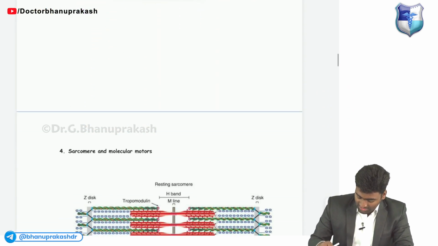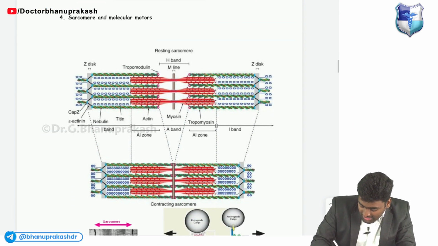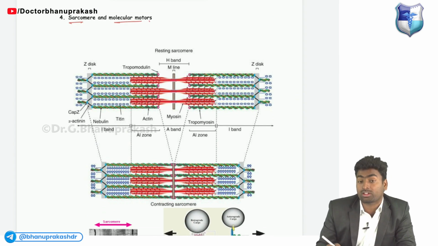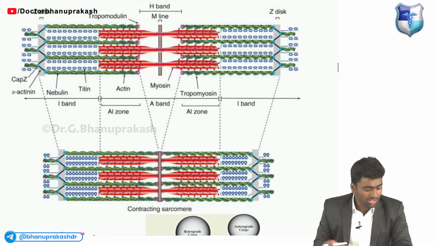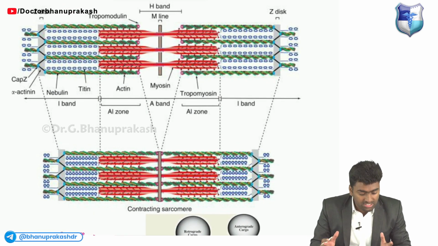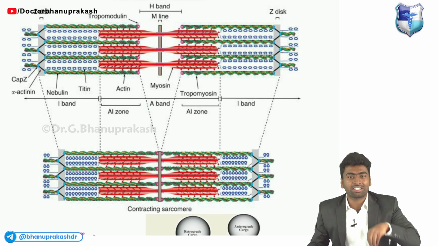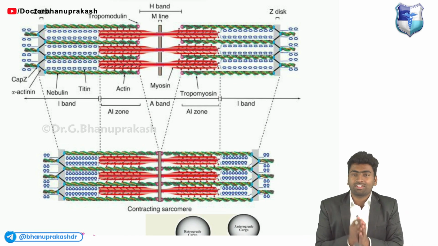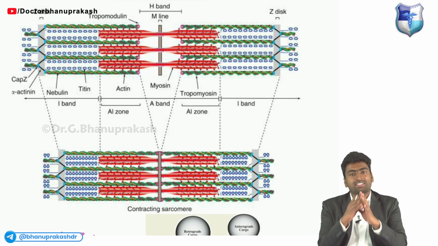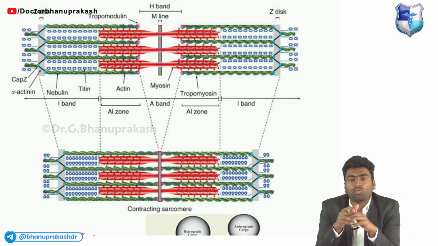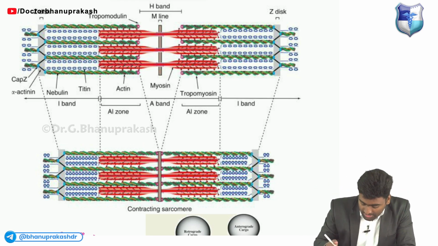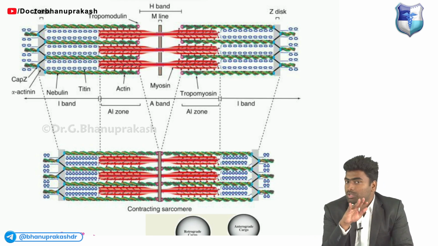By this understanding, we'll move on to the next part. Then we move ahead to the sarcomere and molecular motors. If you see, mostly what they will ask you is, they will give this image and ask which of the proteins is responsible for this band, or which of the following bands remains constant during muscle contraction.